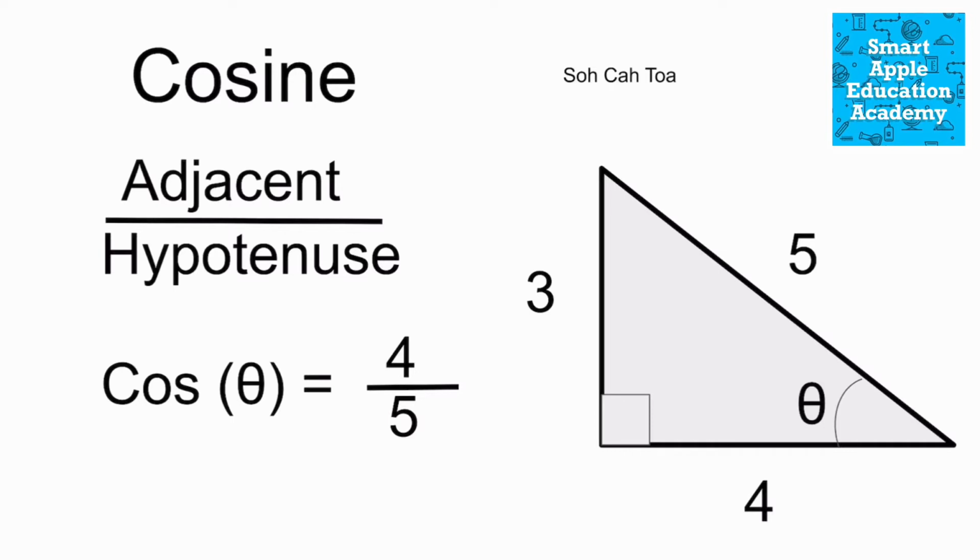4 is adjacent to theta, and 5 is the hypotenuse. So the cosine of theta is 4 over 5.